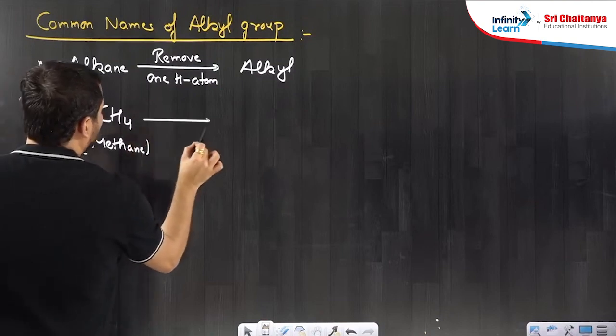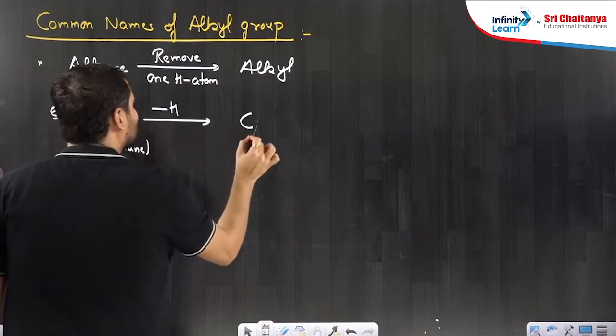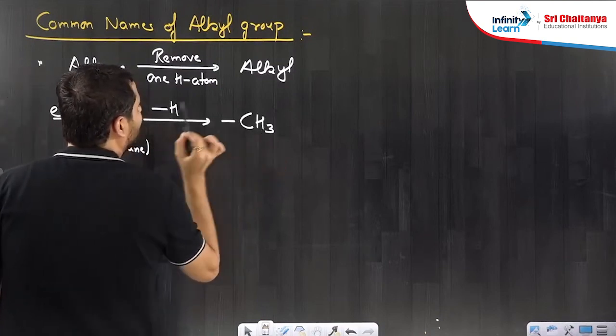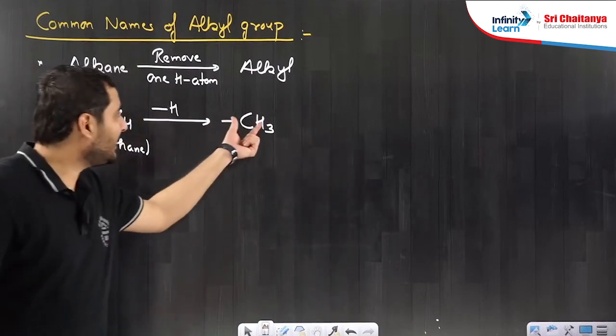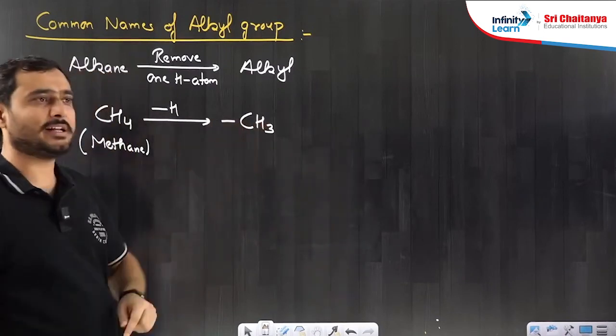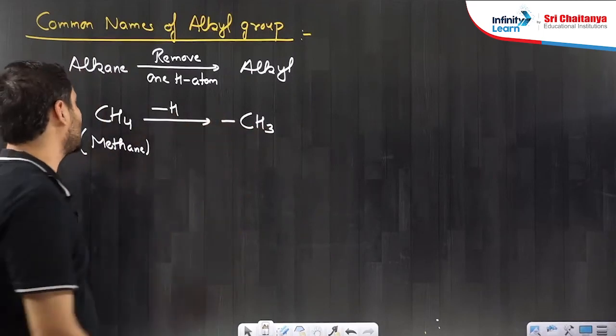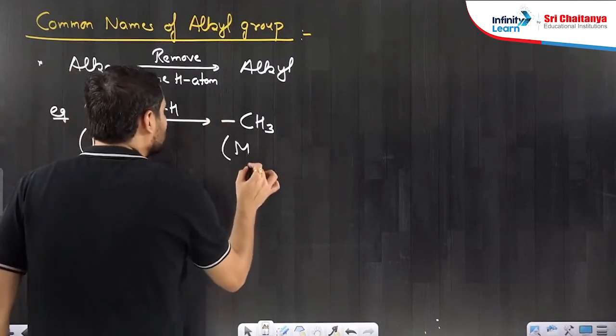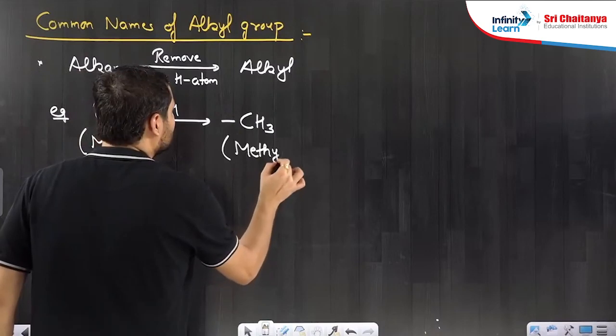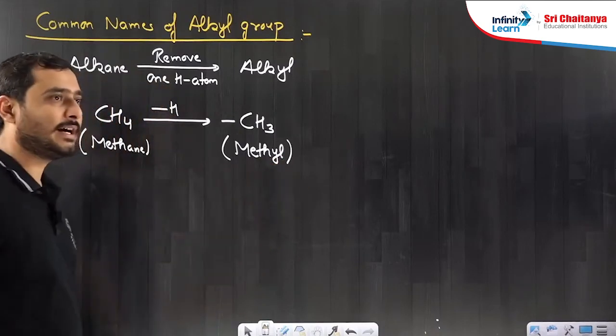If we remove one hydrogen, then which group is formed? CH3 with one valency vacant. Remember what is obtained? CH3, and one valency of carbon is vacant because we have removed one hydrogen. So this group is called the methyl group.